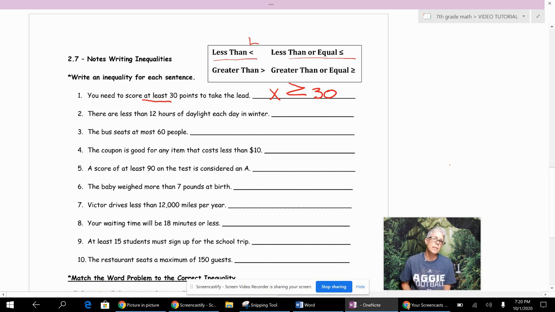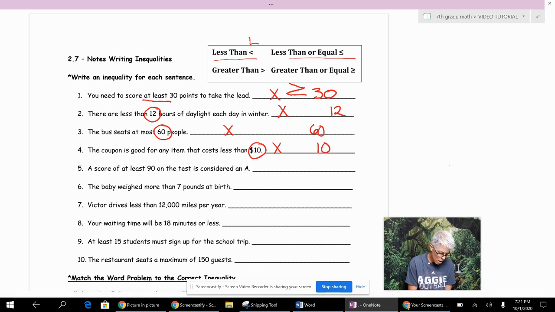Now for the rest of these, let me just show you what I'm going to do super quick. And just so you know, you can start all of your problems like this. You know there's going to be a variable, and this one is the number 12. You know there's going to be a variable, and the number is 60. You know there's going to be a variable, and the number is 10. Do you see how I'm starting all of them? So let's just go ahead and look at these ones.